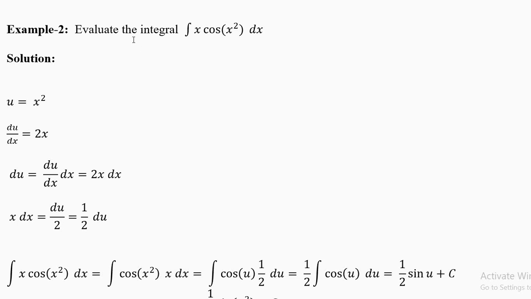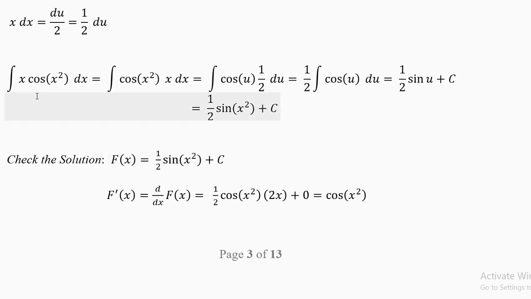We have done it in the class. Now this example was not done in the class. Example 2, x cos x square. Now u equal to x square and du by dx is 2x. So du equal to 2x dx. Take the 2 this side because here we have x dx. So x dx equal to du by 2, which is half du.